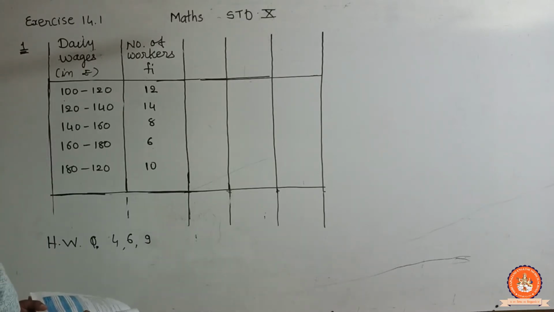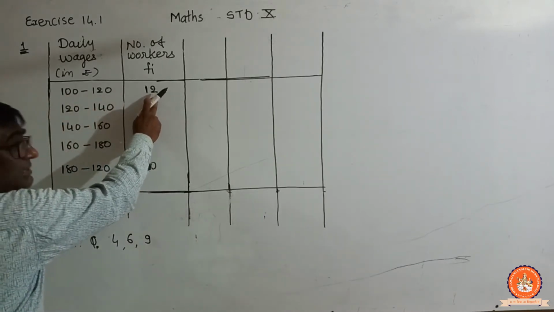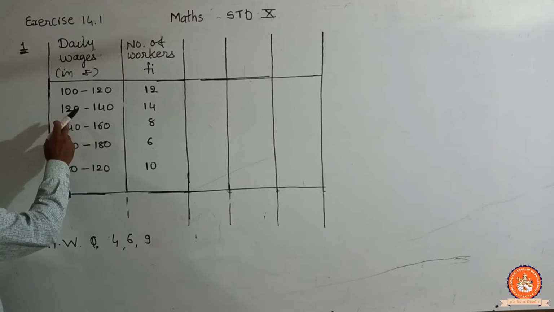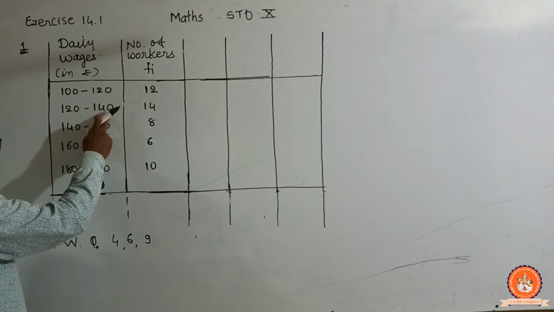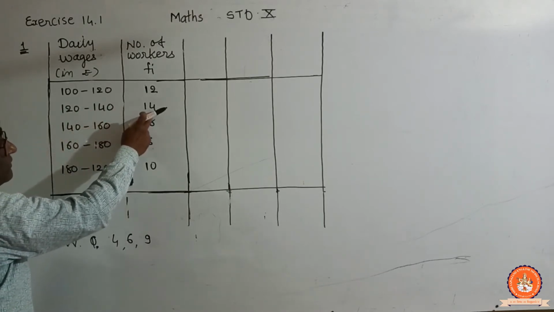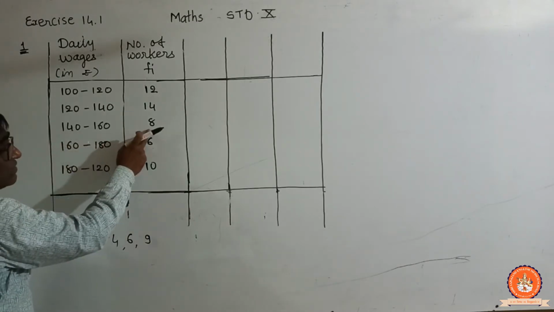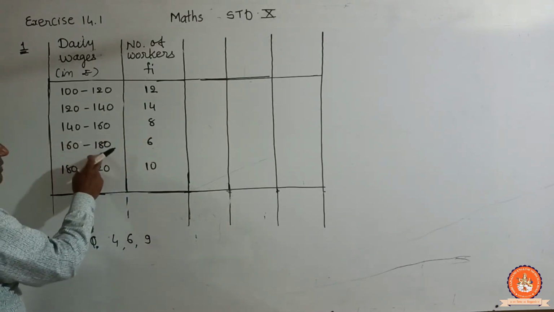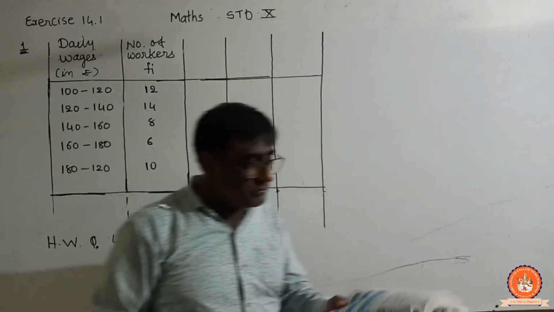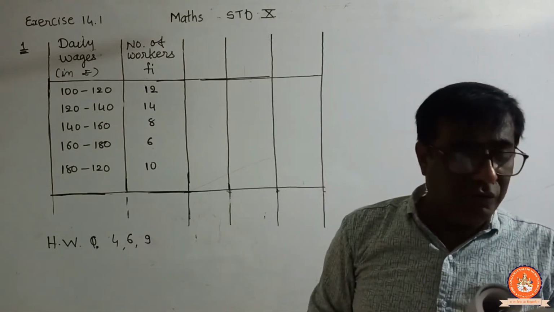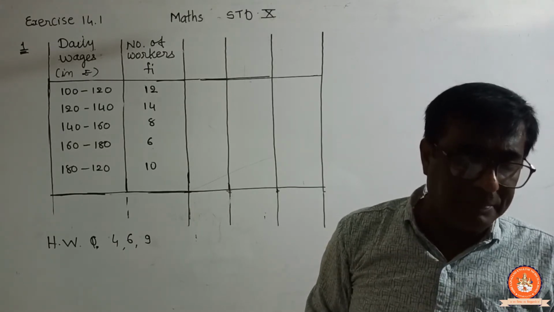Now, of the 50 workers, those whose daily wages are between 100 to 120 are 12 workers. Daily wages between rupees 120 to 140, there are 14 such workers. Daily wages between rupees 140 to 160, there are 8 such workers. Between 160 to 180, 6. 180 to 200, there are 10 workers. Okay. Now find the mean daily wages of the workers of the factory by using an appropriate method.